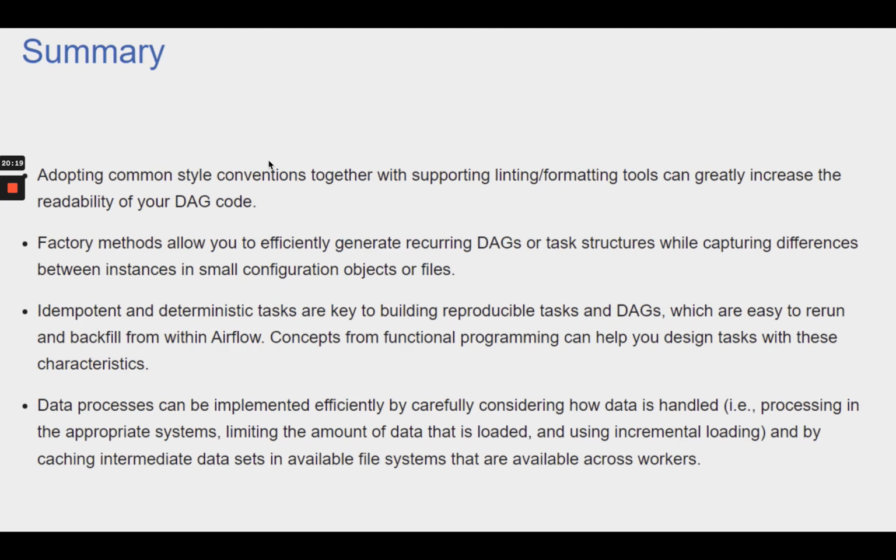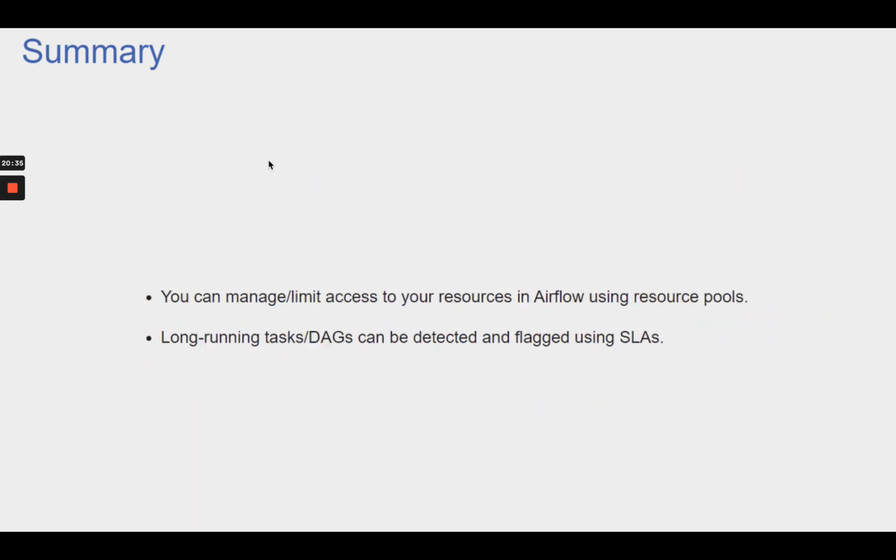Data processes can be implemented efficiently by carefully considering how data is handled, that is, processing in the appropriate systems, limiting the amount of data that is loaded, using incremental loading, and caching intermediate data sets in file systems that are available across workers. You can manage and limit access to your resources in Airflow using resource pools. Long-running tasks and DAGs can be detected and flagged using SLAs.